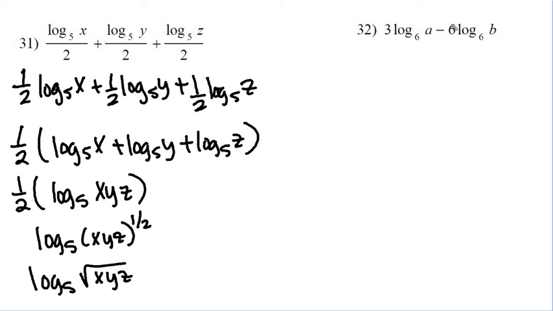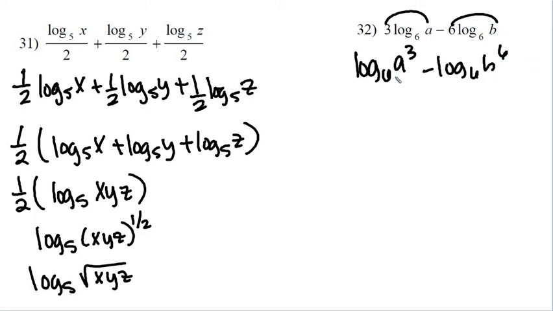32. So before I can do quotient rule, I need to take care of those exponents. So I have log base 6 of a to the 3rd. So I'm going to bring it back up, minus log base 6 of b to the 6th. So this is going to be the quotient, log base 6 of a to the 3rd over b to the 6th. So remember, same order, left to right, top to bottom.